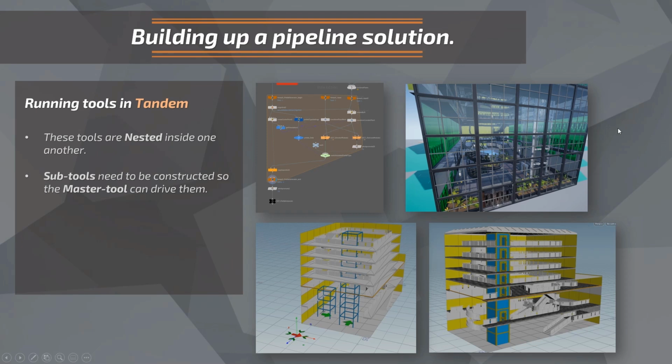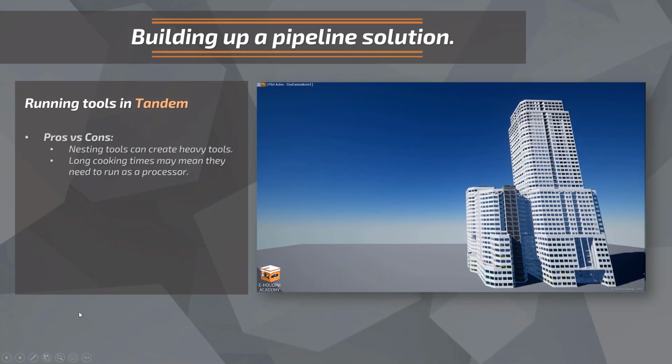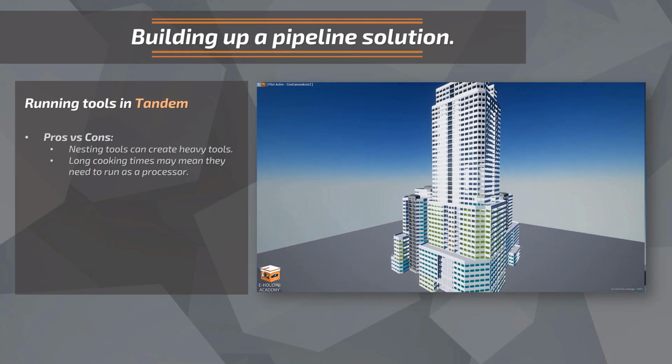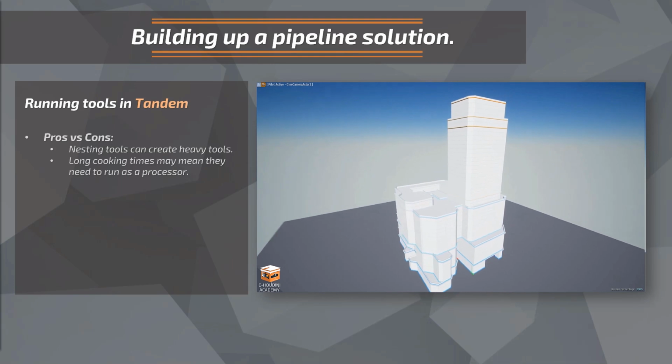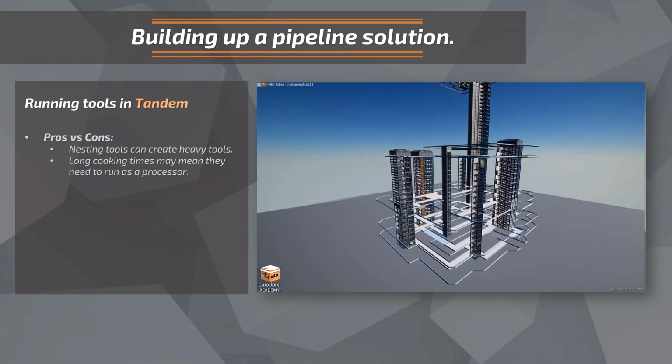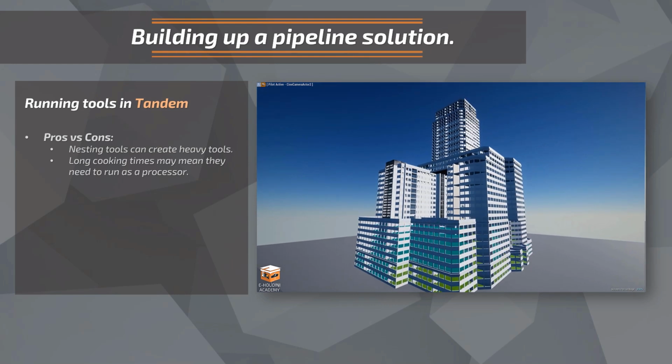And at the end of this loop, we have a fully functional elevator and staircase, no matter what the shape of this atrium, because the atrium configures the tools. However, when we do build this type of tool, we need to make sure that the subtools are lightweight enough to run in this kind of configuration, or they might heavily bog down the final result. So a couple of pros versus cons in this type of configuration is that nested tools can be very heavy. They need to be light, and if they're not, then they will bog down your cooking. So you might need to set them up on a processor instead.